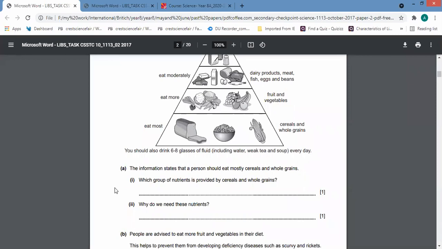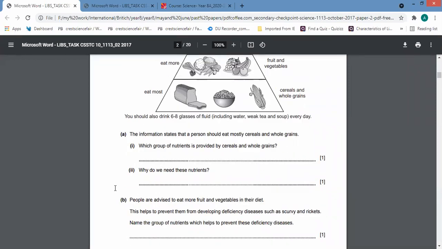First question, the information states that a person should eat mostly cereals and whole grains. Which group of nutrients is provided by cereals and whole grains? Carbohydrates. Yes. Carbohydrates.